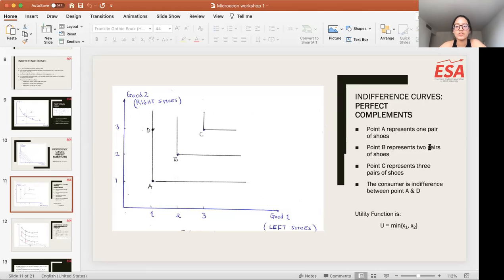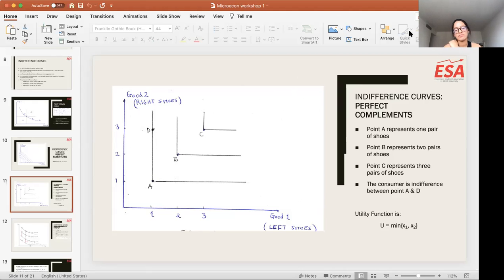Point B represents two pairs of shoes. So basically, as you can see, it's pretty self-explanatory. And also the consumer is indifferent between point A and point D, because at point A, he or she has one full pair of shoes, a left and a right. And then at point D, they have three right shoes but one left shoe. It doesn't actually benefit them in any way.